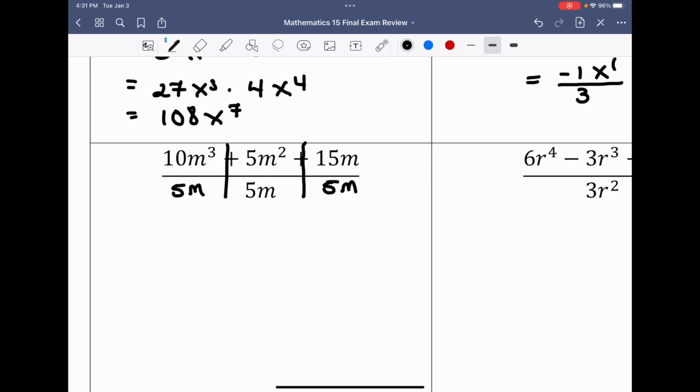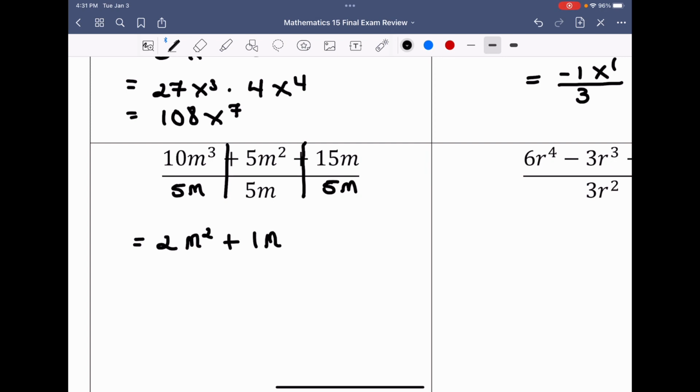So let's start with the first one here. If I start with the first block, I'm going to say this is going to be equal to, well, 10 over 5 is equal to 2, and m to the 3 over m to the 1 is equal to m squared. Now we add, we're going to go to our middle term here. When I divide 5 by 5, I get 1. And so I could list 1 or just leave it. I'm going to list it here just to show that we've done it. 5 over 5 is equal to 1.